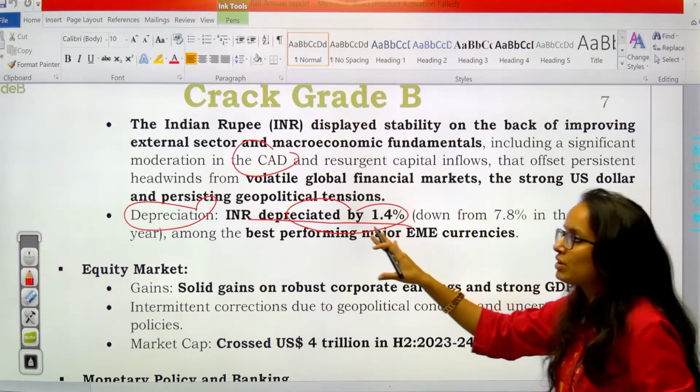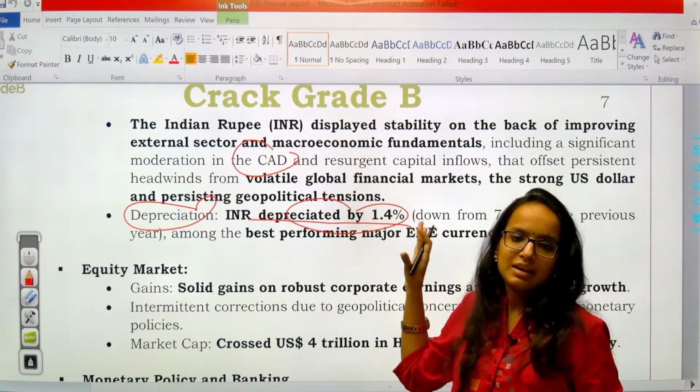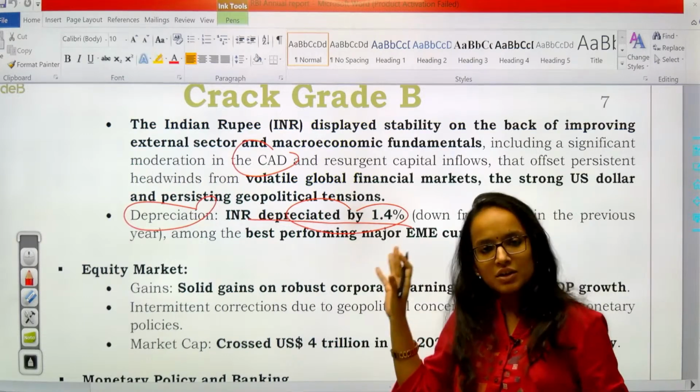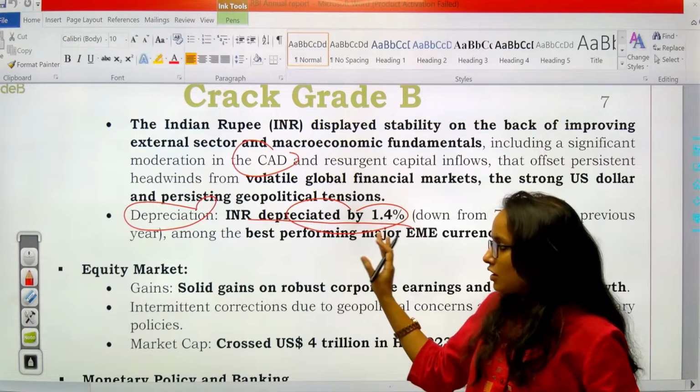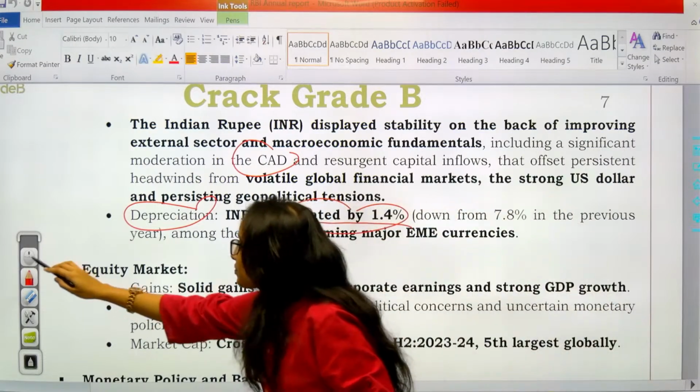So this is the situation of the Indian rupee in the given report. You should remember all these things, right? I have explained the concepts as well. Now you should revise these things.